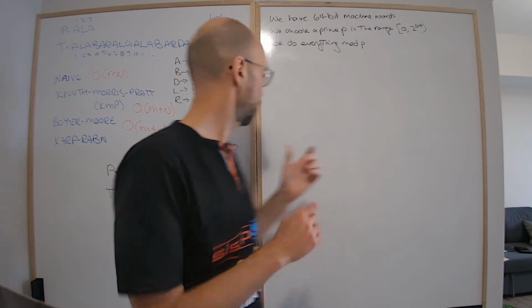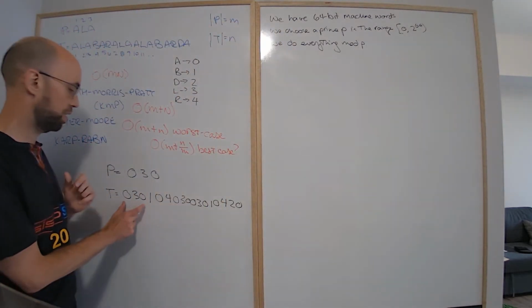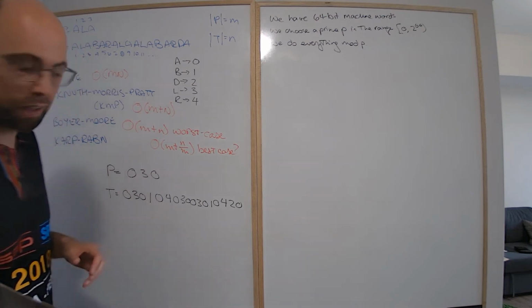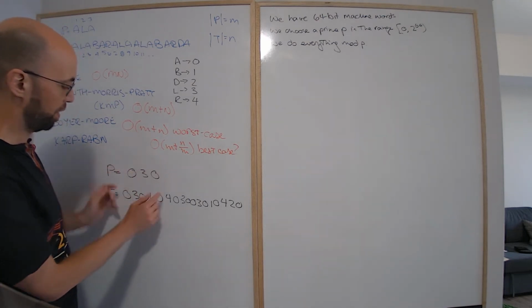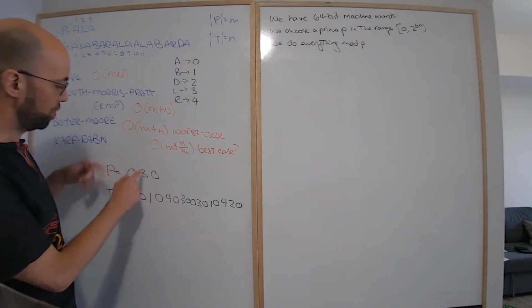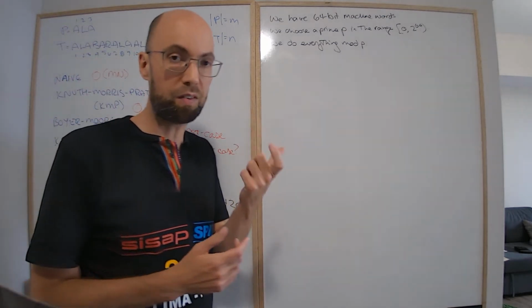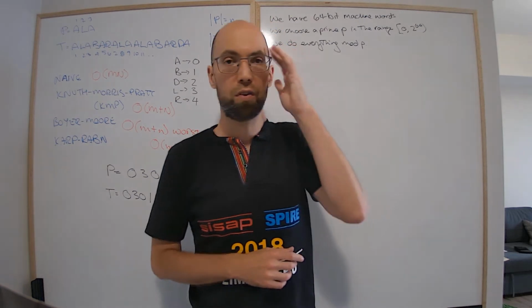So you have your sliding window here. Let's say that our pattern is a bit longer. Ignore what the pattern is. The pattern is some number modulo P, so it fits in one machine word. So you don't remember the pattern. Well, you do, but what you're thinking about is that number. So the pattern is a number modulo P.